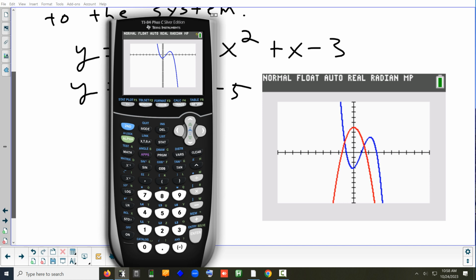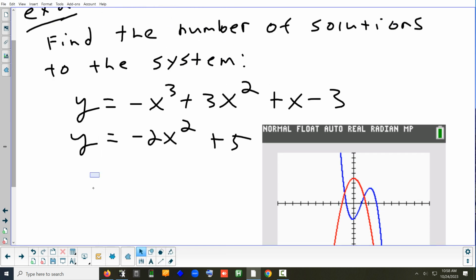You have to put it even further. I need to go even further. This will probably be enough to give me an idea, but you're right. I got to go a little bit further, but I can tell they're going to cross. Okay. Any question on that? So we would say that there are 3 solutions.